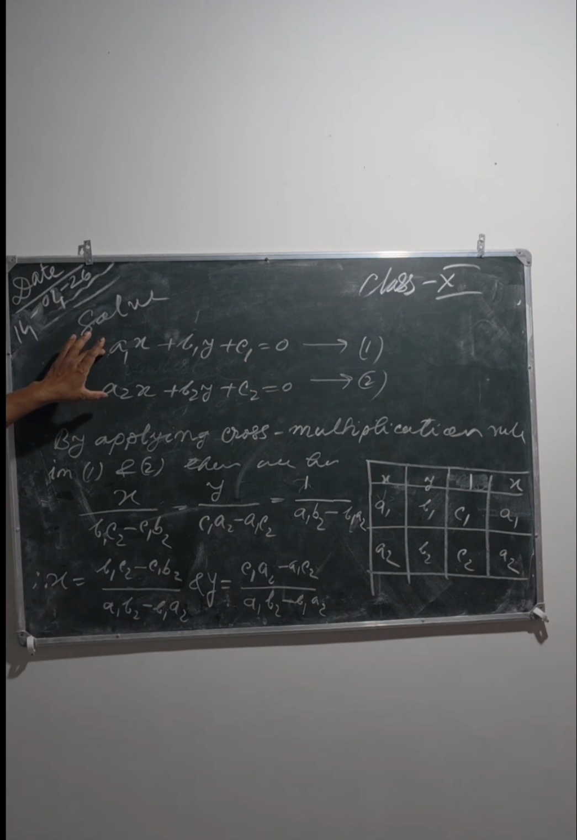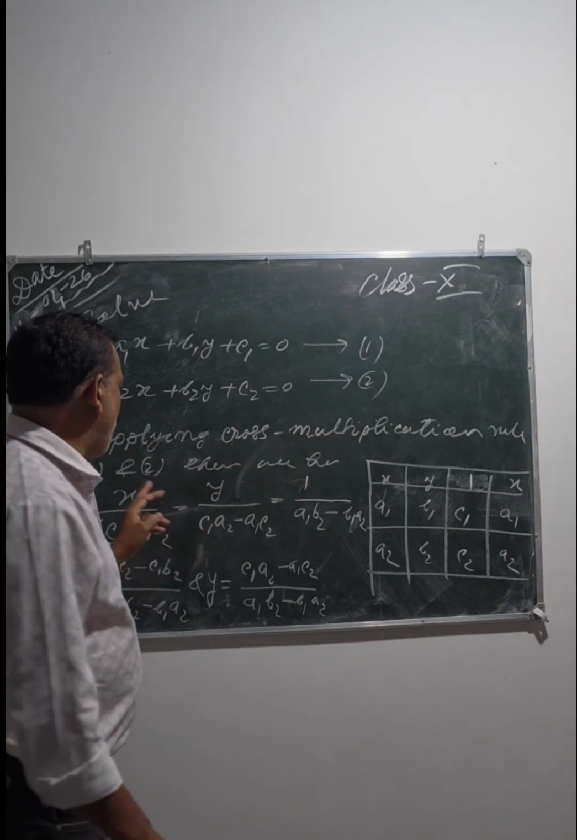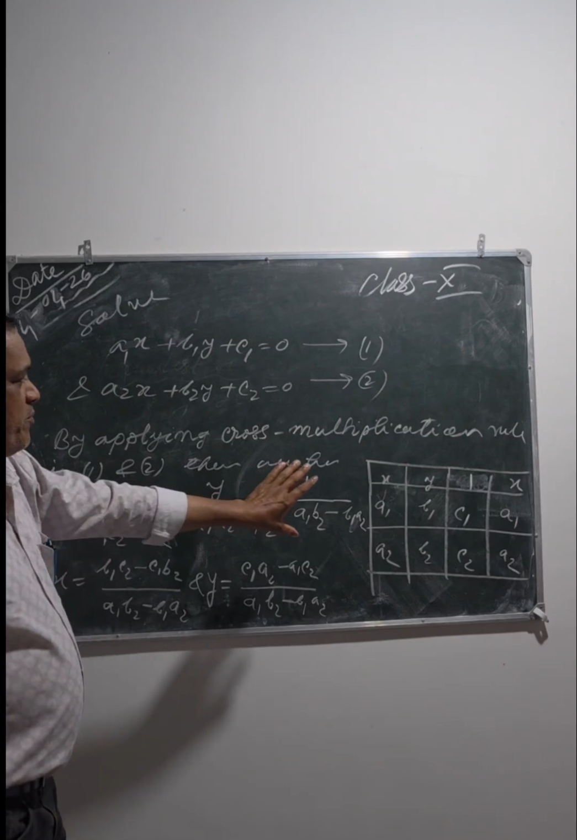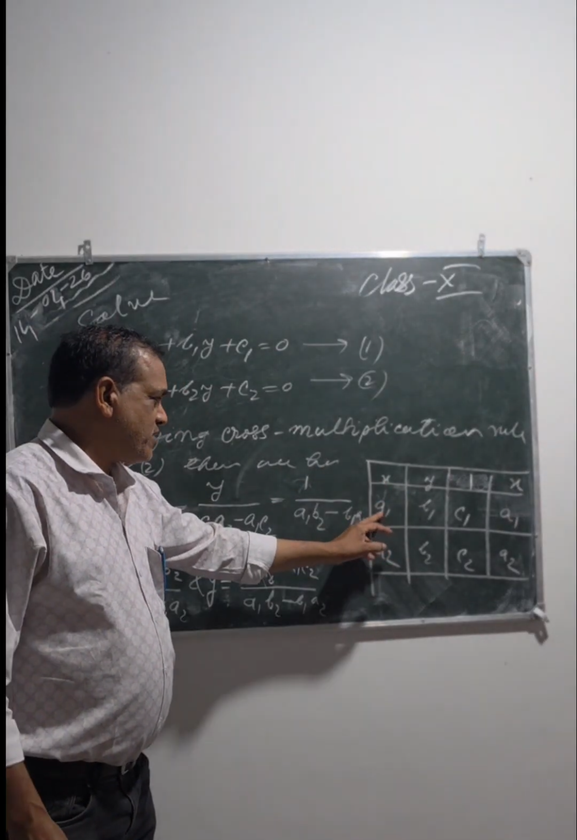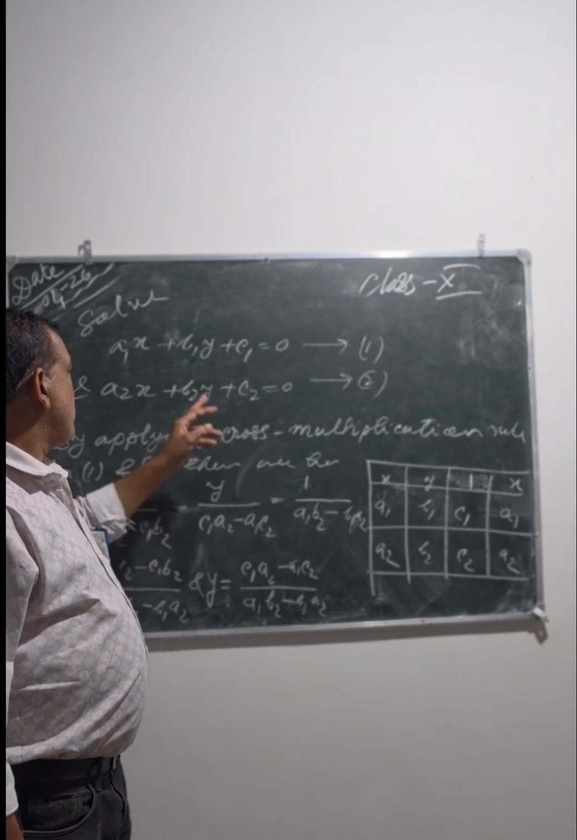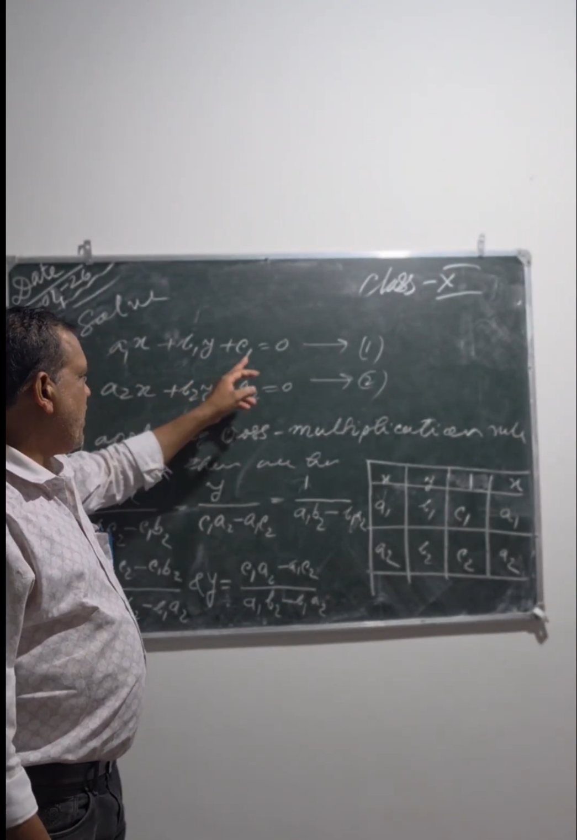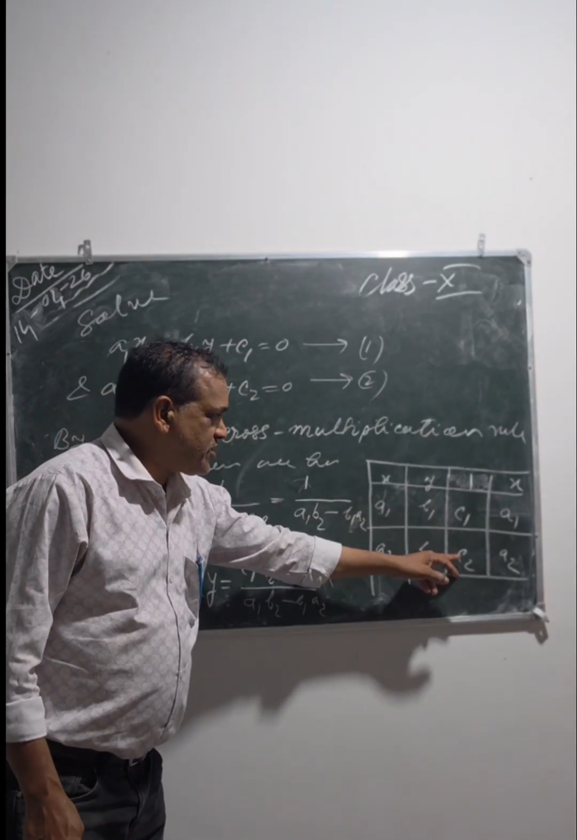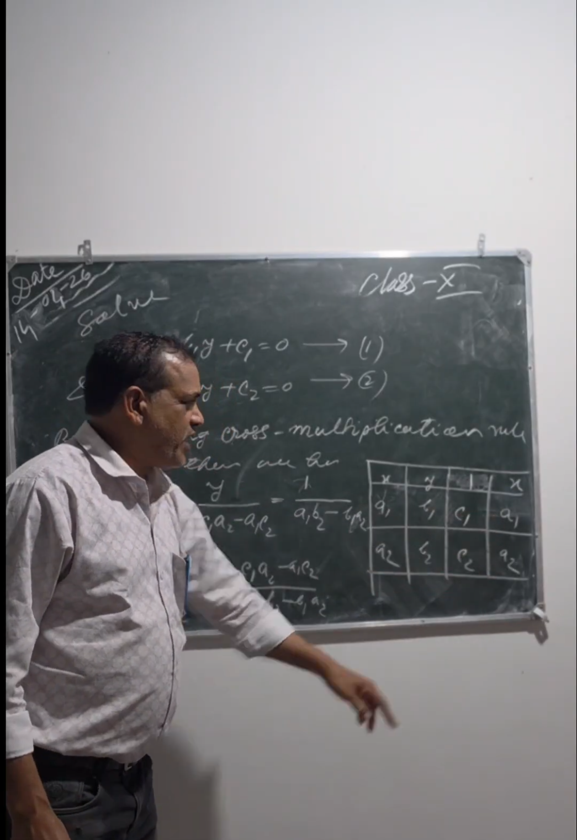So these two are called the general form of a two-variable simultaneous equation. By applying the cross multiplication method, we can find the value of x and y this way. So by applying the cross multiplication rule in 1 and 2, first of all, we have to make one table: the coefficient of x a1, a2, coefficient of y b1, b2, and the constant term c1, c2. Then we repeat the coefficient of x once again.